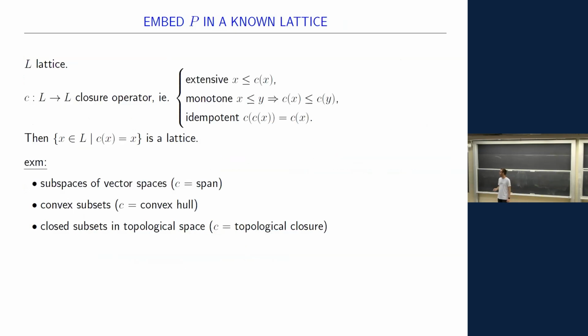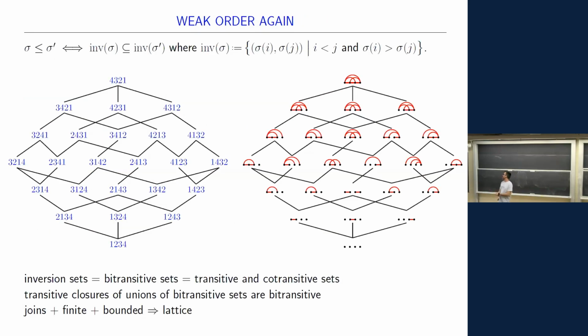So maybe let me show you what I mean by embedding P in a lattice. If you have a lattice L, and you have a closure operator on L, so it satisfies the three conditions, then the set of closed sets is again a lattice. For example, if you have a vector space and you look at the subspaces of your vector space, then it will form a lattice because it's the set of closed sets under the closure operator, which is the span. Same with these other examples. And I want to use this idea, it's not exactly the same, but almost, to prove to you that the weak order is a lattice.